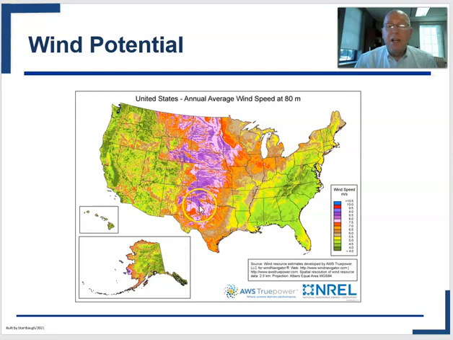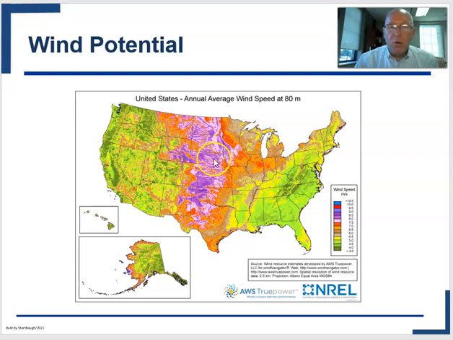Start in the panhandle of Texas and basically go due north through Oklahoma, Kansas, Nebraska, and then into Iowa and into the corner of Minnesota, and then over also into Wyoming. And you can see that this is where the wind resource is the greatest.